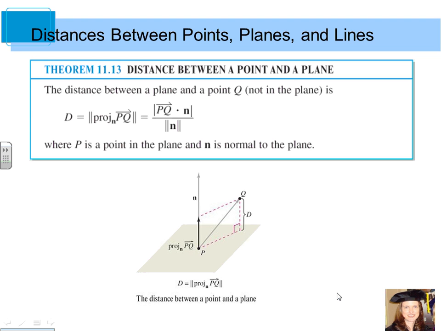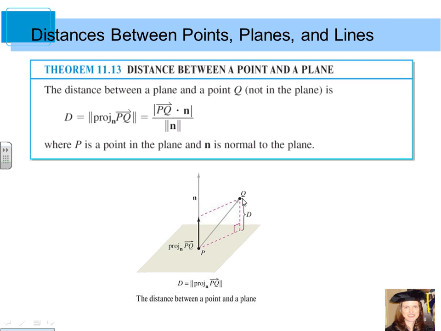Okay, this video continues with section 11.5. This theorem is the distance between a point and a plane. Suppose we have a point in space Q that's not on the plane, and we have a plane given here. We want to determine the distance between the point and the plane.